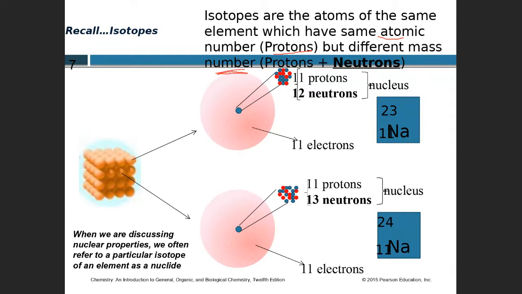For example, sodium has two isotopes, sodium-23 and sodium-24. What is the difference between them? Both of them have the same atomic number, but the mass number is different because they have different numbers of neutrons. In this isotope, we have 12 neutrons in the nucleus, while here we have 13 neutrons in the nucleus.